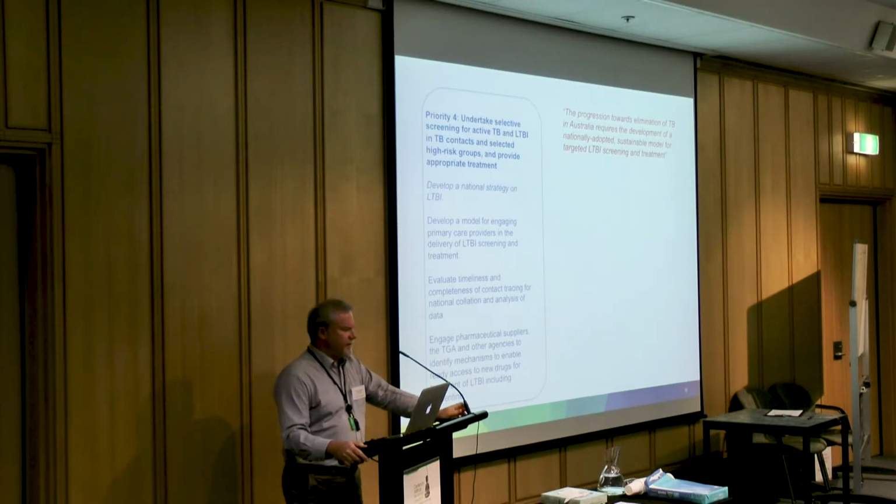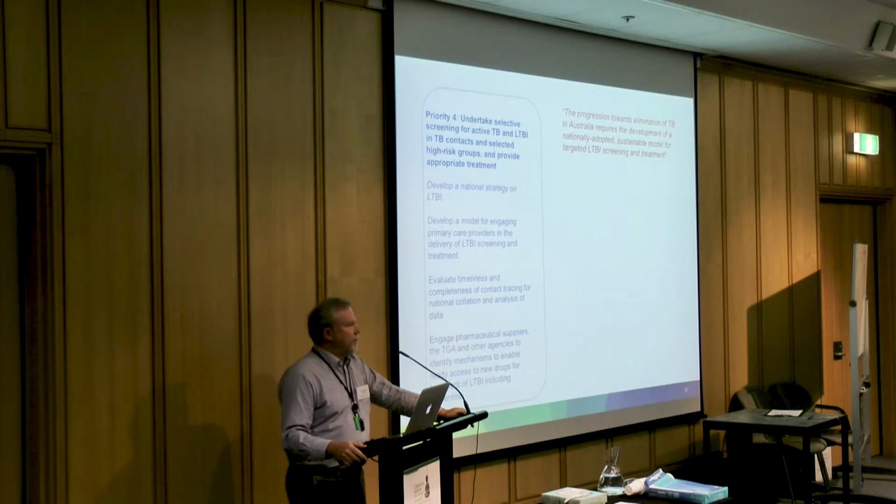Priority 4 is to undertake selective screening for active TB and latent TB, both in contacts and selected high-risk groups, and provide appropriate treatment. So in italics here, develop a national strategy on latent TB infection. A model for engaging primary care physicians. There are too many people with latent tuberculosis in any country, including our own, to be able to be solely treated by public TB clinics. So we need to broaden the number of latent tuberculosis savvy clinicians who can diagnose and treat this entity.